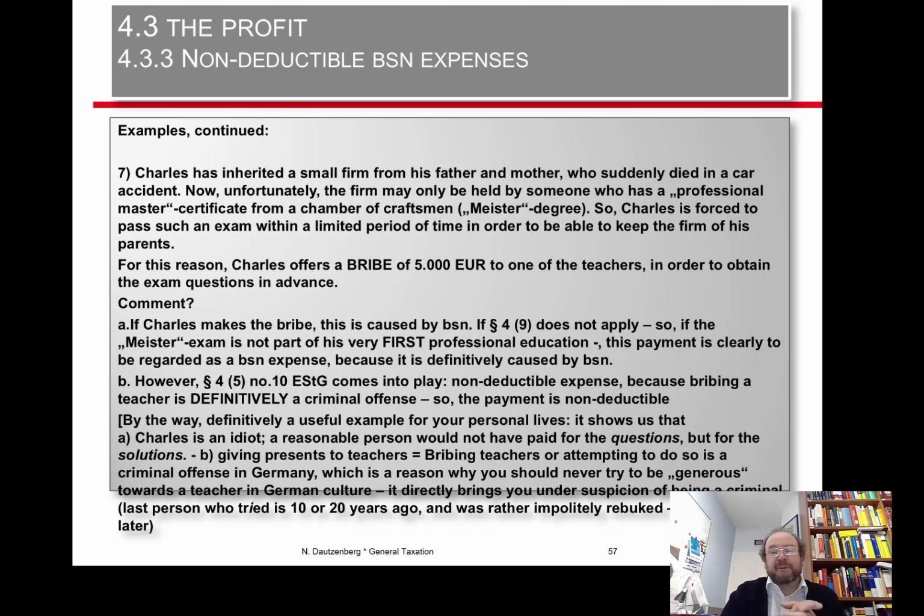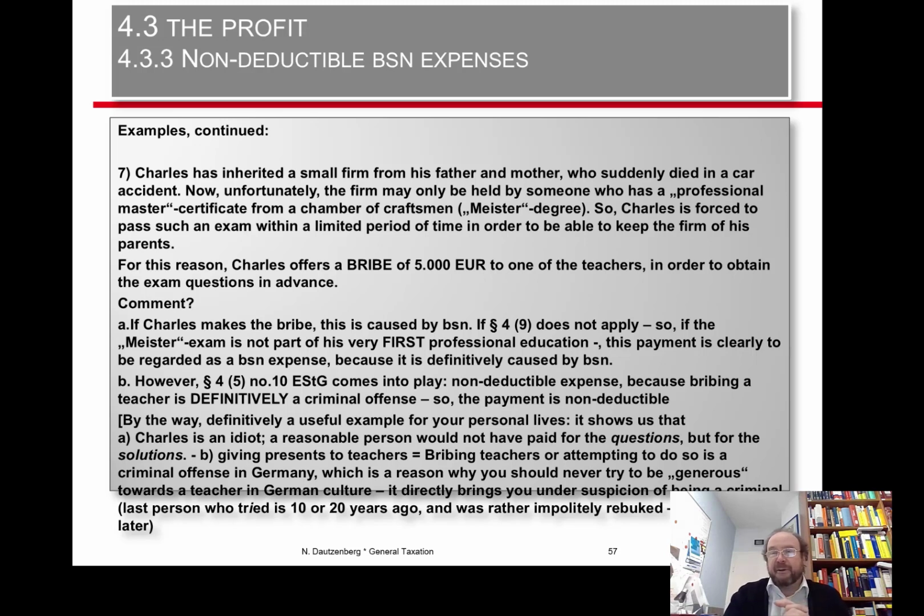If that's not an expense which is meant to give him his first professional exam, then it would be a business expense. So if he already had a job before, a qualification, studies or so. But 4.5 number 10 says bribes are not deductible if making the bribe is a criminal offense, and bribing a teacher is definitively, in all cases, a criminal offense in Germany. So guillotine falls down, and this is definitively not deductible.